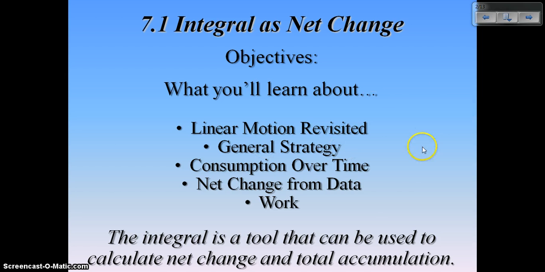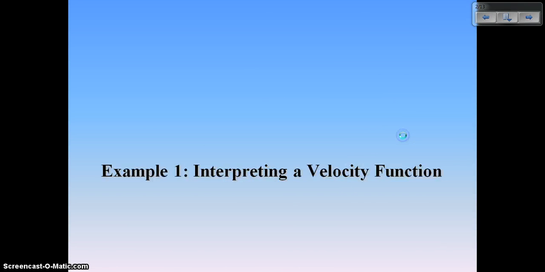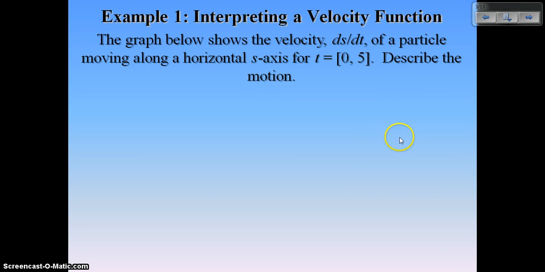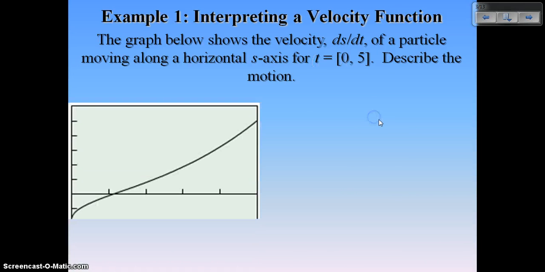I encourage you to have your calculators ready, as we are going to be using them quite a bit in this lesson. Our first example: the graph below shows the velocity ds/dt of a particle moving along the horizontal s-axis for t from 0 to 5, and it asks us to describe the motion.